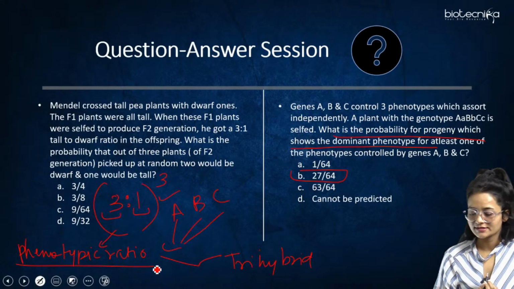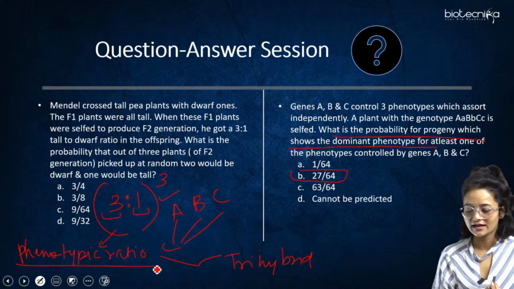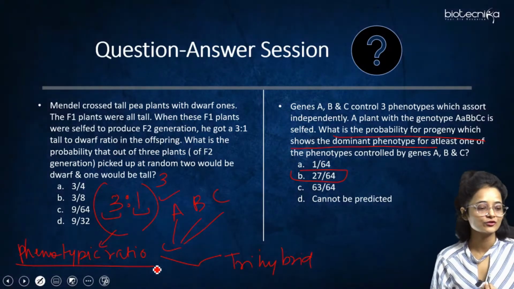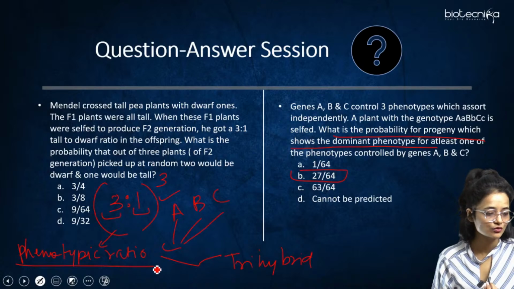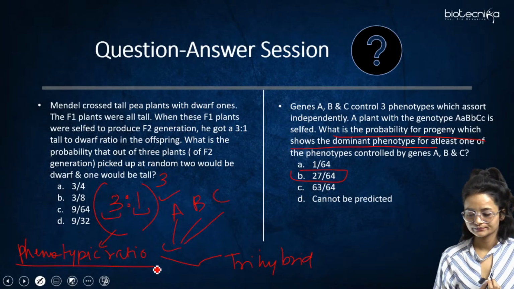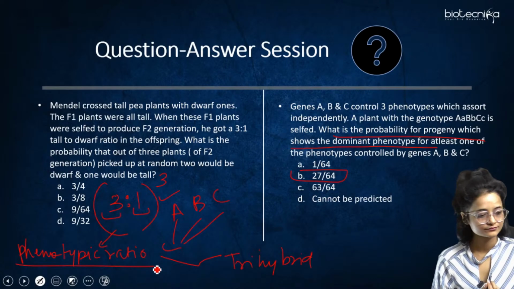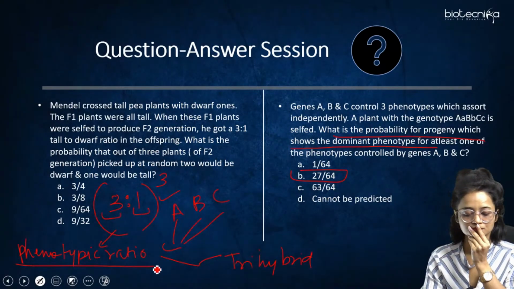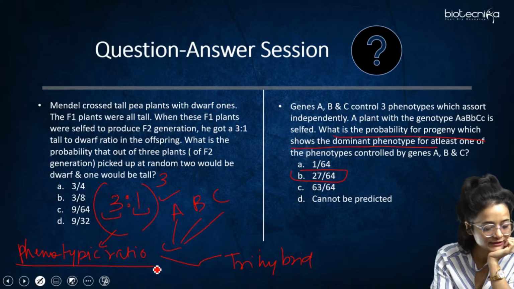Yes, Mukesh, I'll be going slow. Firstly, I want you to calculate the cube of this ratio for the phenotypic ratio. 3:1 cubed. What would be the answer for this? Anybody?